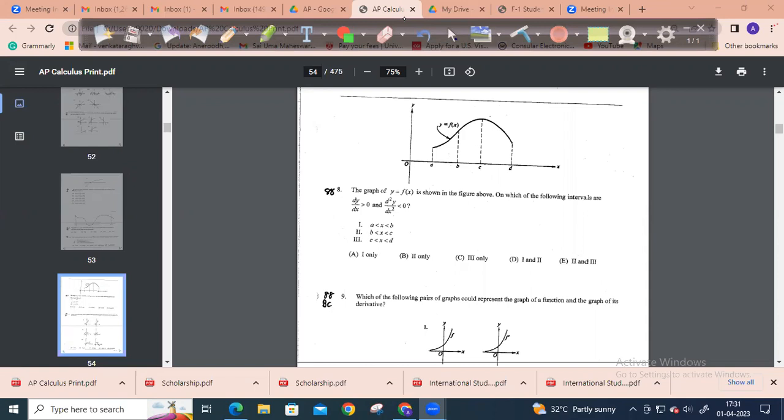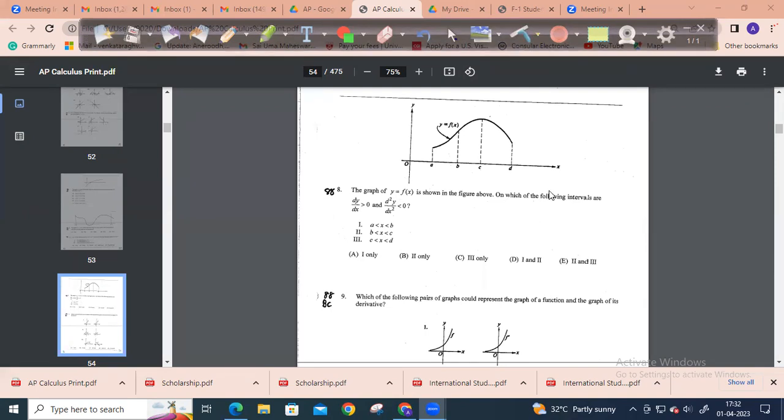So it should be increasing and concave down. If you see between A to B, it is increasing but concave up. Between B to C, it is increasing and concave down. So definitely 2 is correct. If you see third one, C to D, the function is decreasing. So definitely the answer should be B less than x less than C. 2 only should be the answer. Everyone would have given me the answer for this. Okay, very good.